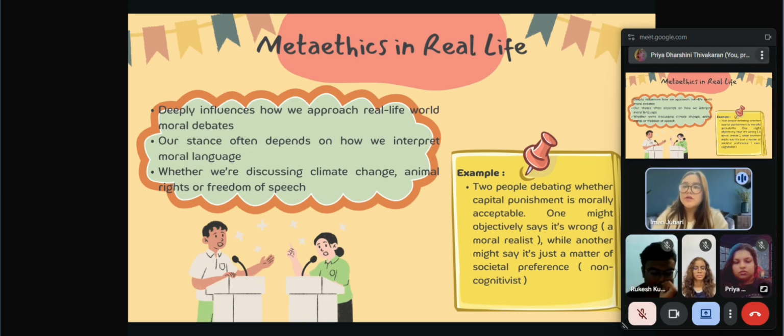So now we are going to talk about metaethics in real life. It deeply influences how we approach real world moral debates. Our stance often depends on how we interpret moral language, whether we're discussing climate change, animal rights, or freedom of speech. For example, two people debating whether capital punishment is morally acceptable. One might objectively say it's wrong, a moral realist, while another might say it's just a matter of societal preference, which is non-cognitivist.